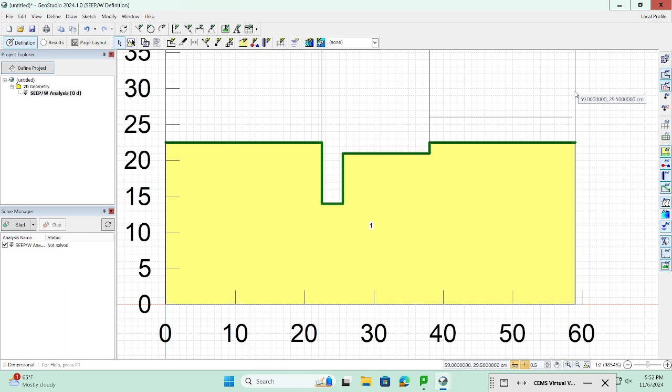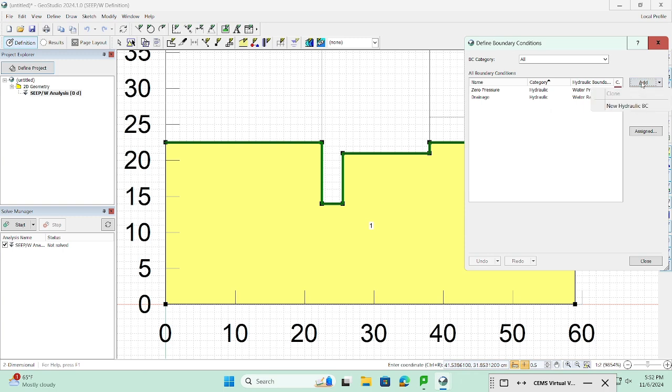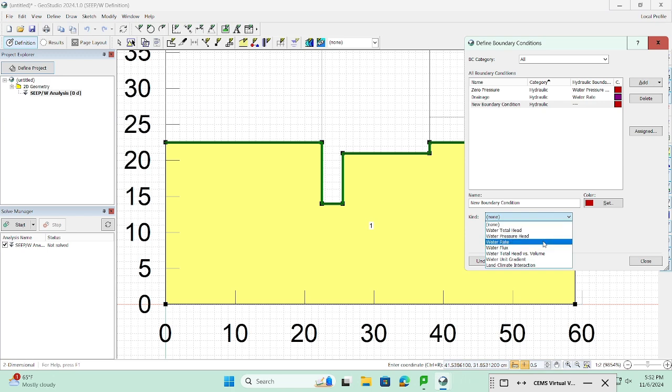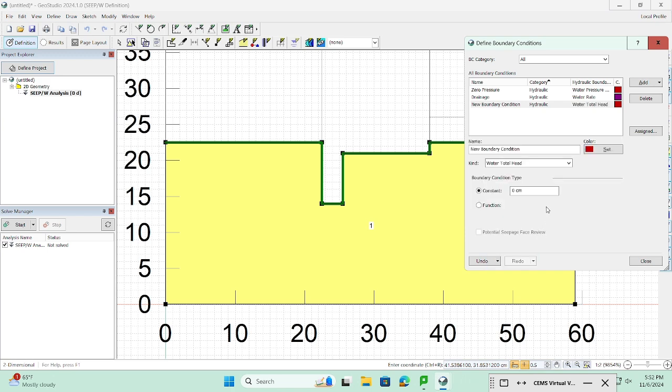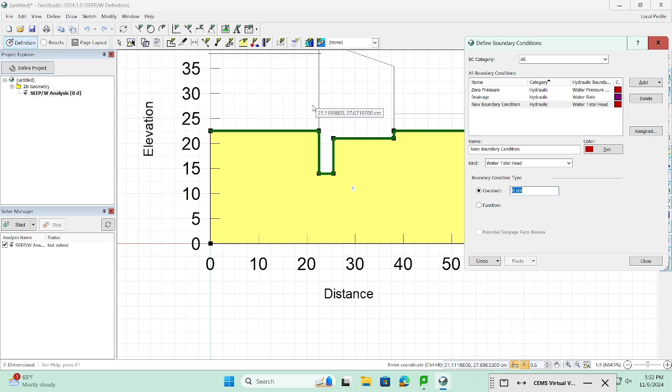Close that, and then the next step in the instruction sheet is to go to Define, go to Boundary Conditions, and add 2 new boundary conditions. So, new boundary condition, change the kind to be water total head, okay? And for my upstream, if you can remember this line, it was at 38. So this is the inlet level. Where is your inlet from the bottom of the physical model?